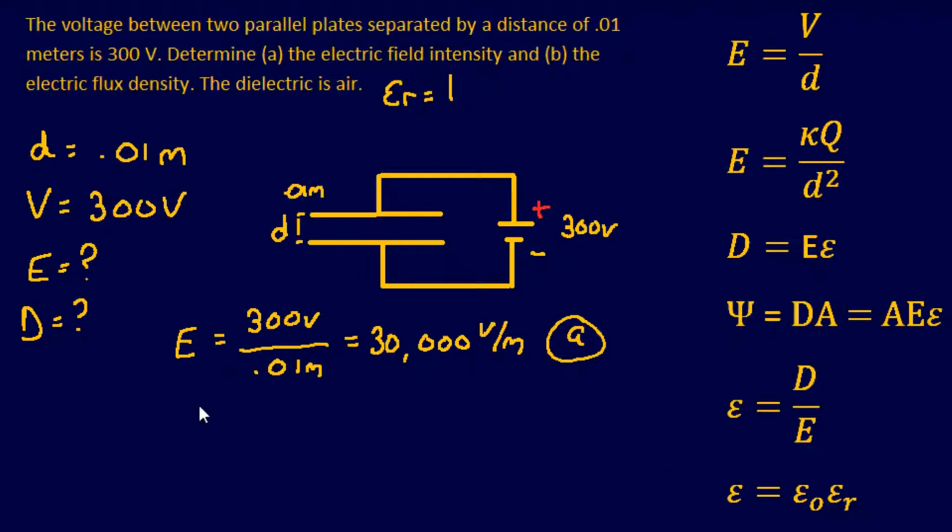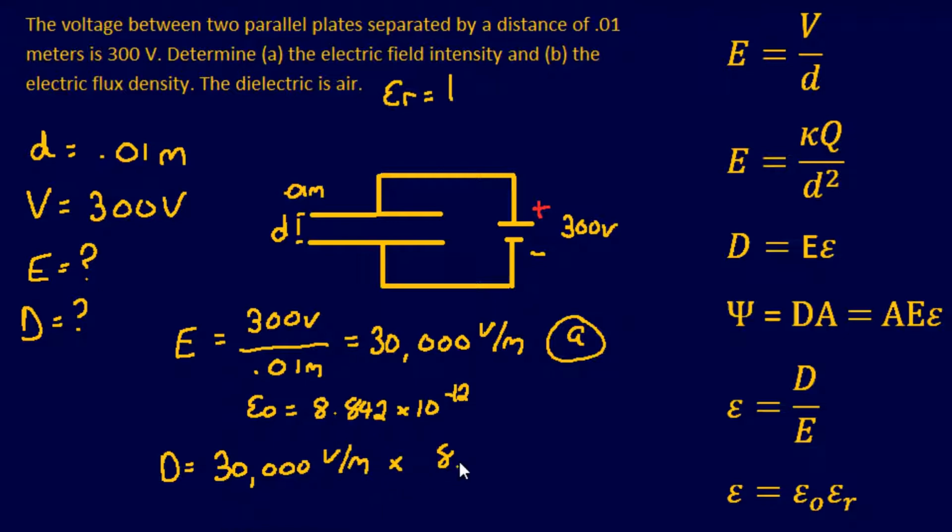And free space equals, just so we have it in front of us, 8.842 times 10 to the negative 12. And times 1 gives us, obviously, 8.842 times 10 to the negative 12. So to find our density, it's going to be our permittivity times our intensity. So D equals 30,000 volts per meter times 8.842 times 10 to the negative 12.